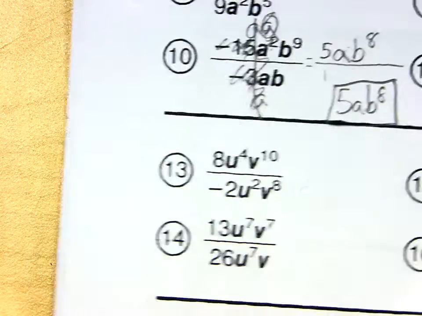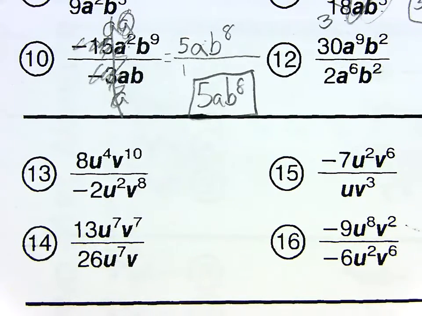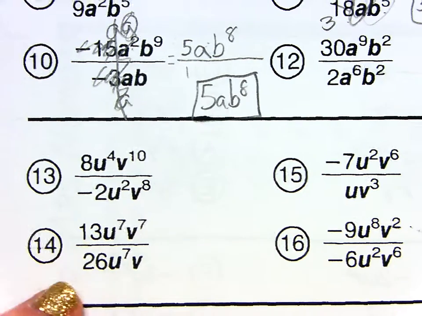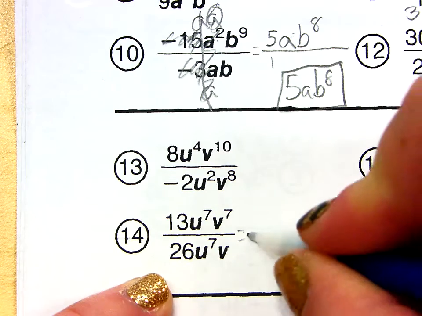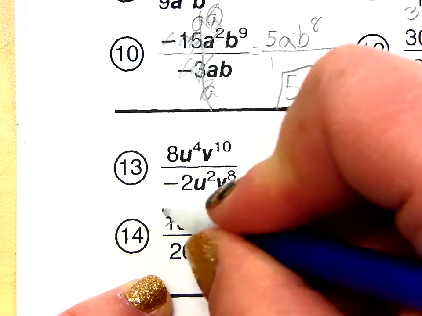Okay. Let's look at 13 to 16. What can I do for you here? 14. Okay. So, can I reduce 13 and 26? Yes, that's 1/2.